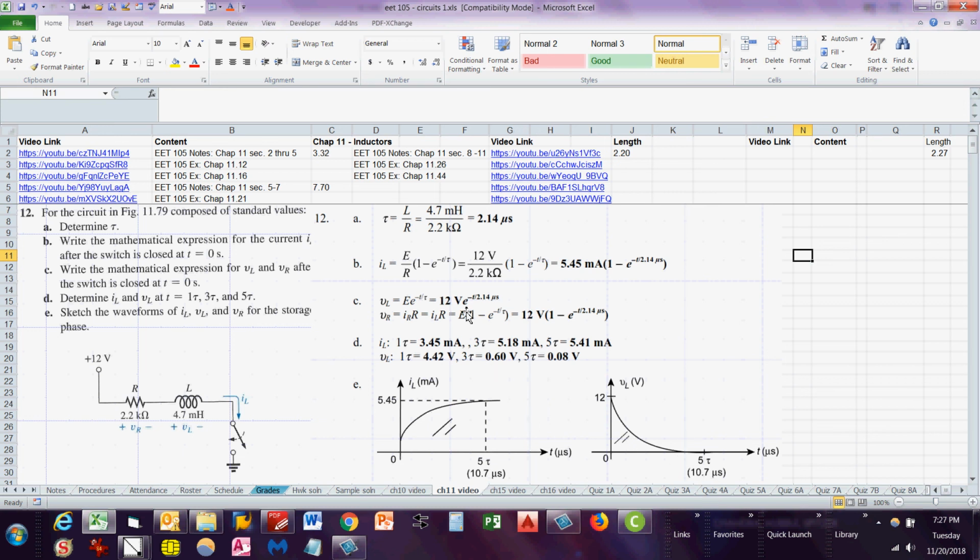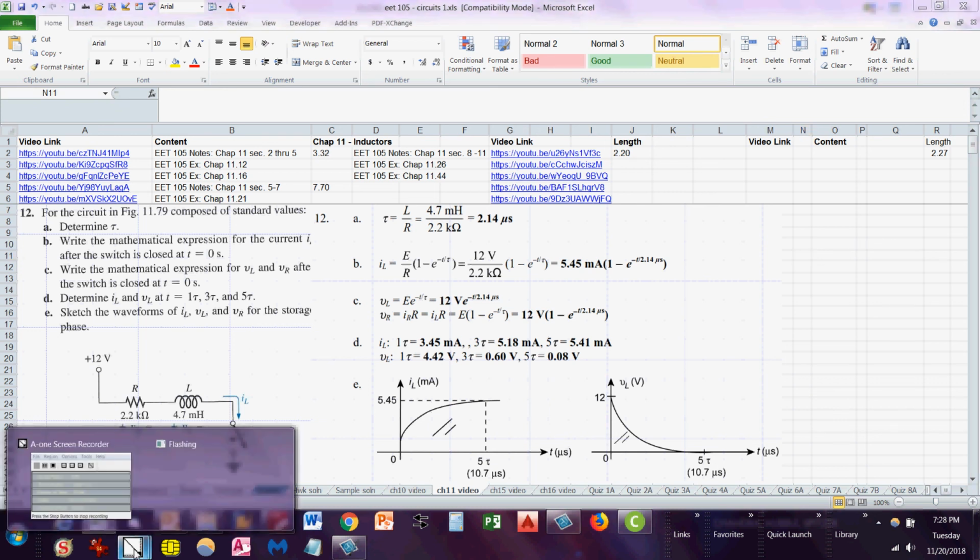Now, the interesting thing here is if you put 0 in for T, you're going to get 12. And if you put 0 in for T here, you're going to get 0, because this is 1 minus 1, which is 0, times that. So if these formulas work, they're pretty straightforward.